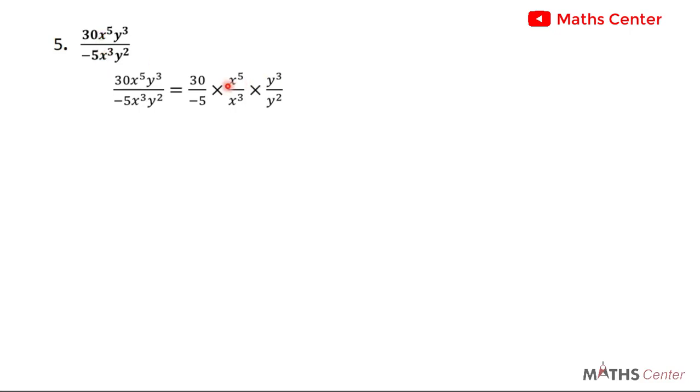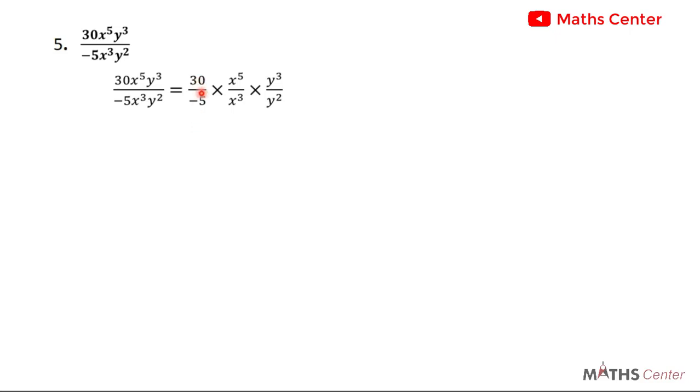So we have x here, we have x here. The x on the numerator side is x to the power 5, divided by x to the power 3. Then times y to the power 3 divided by y to the power 2. So you perform this operation using the laws of indices.